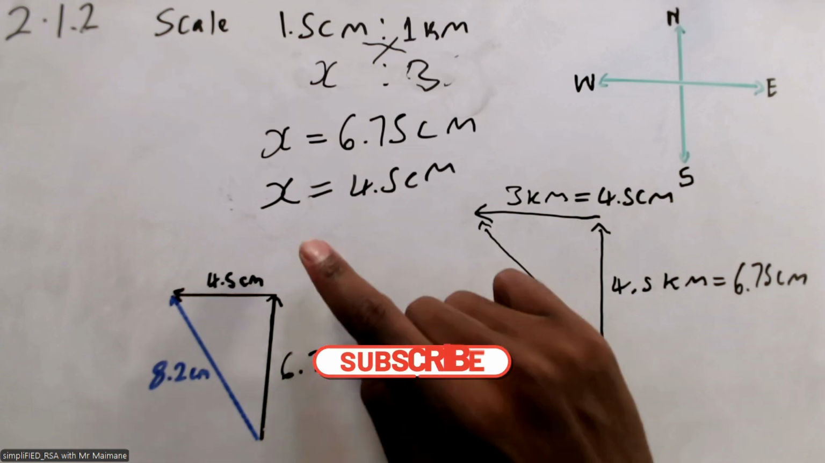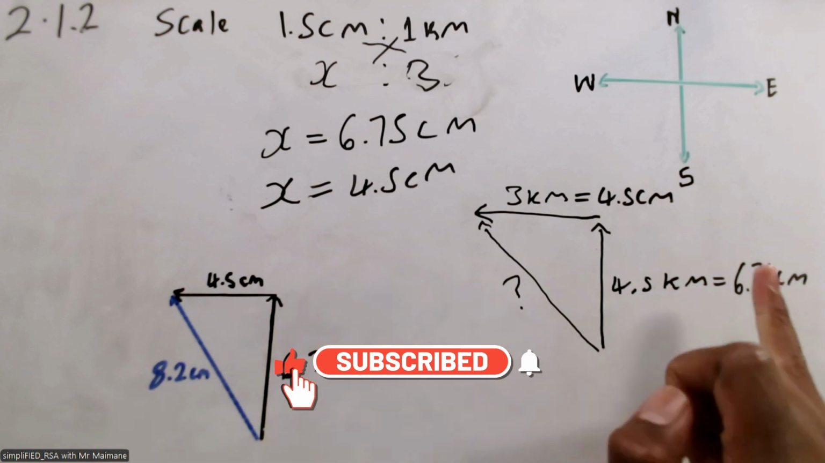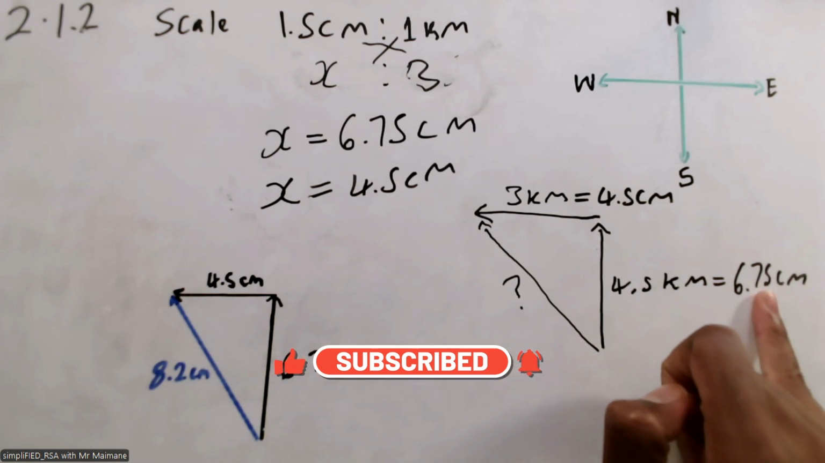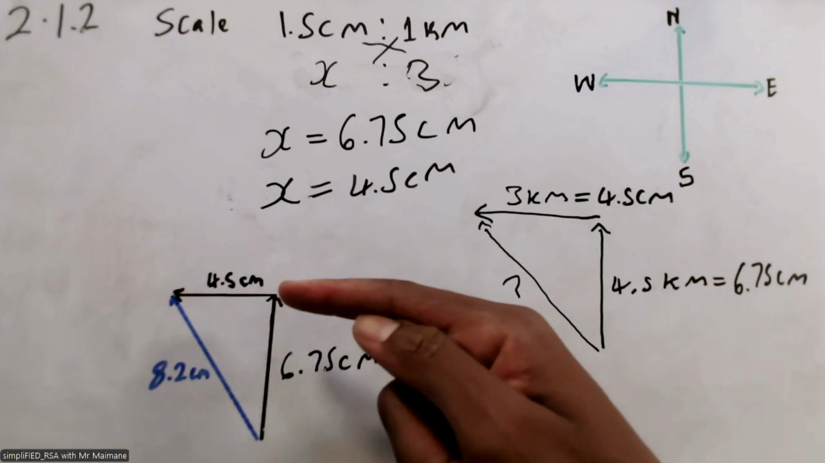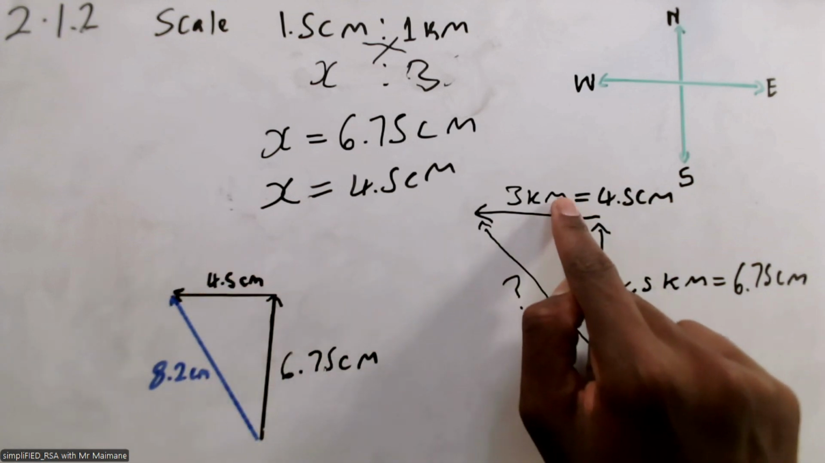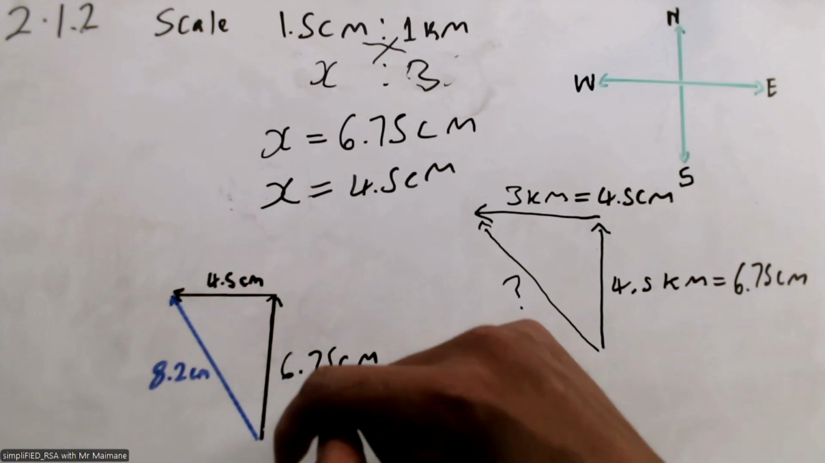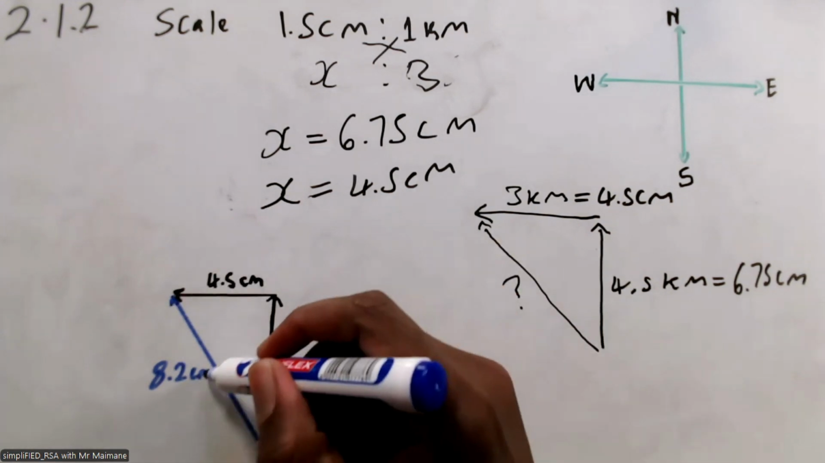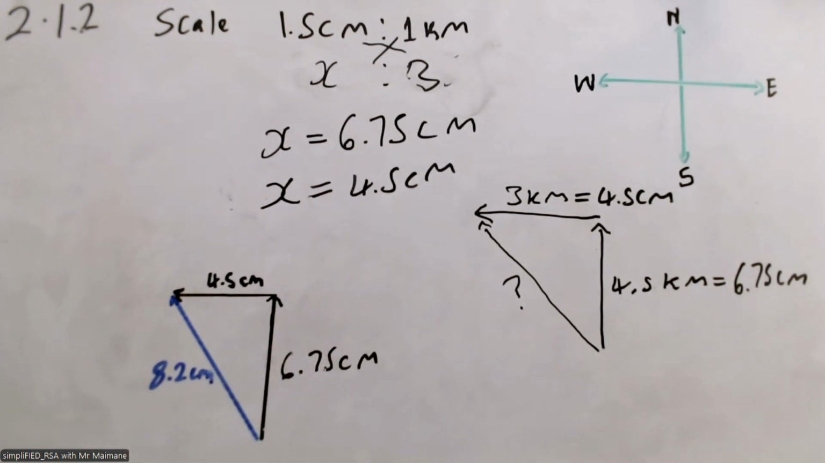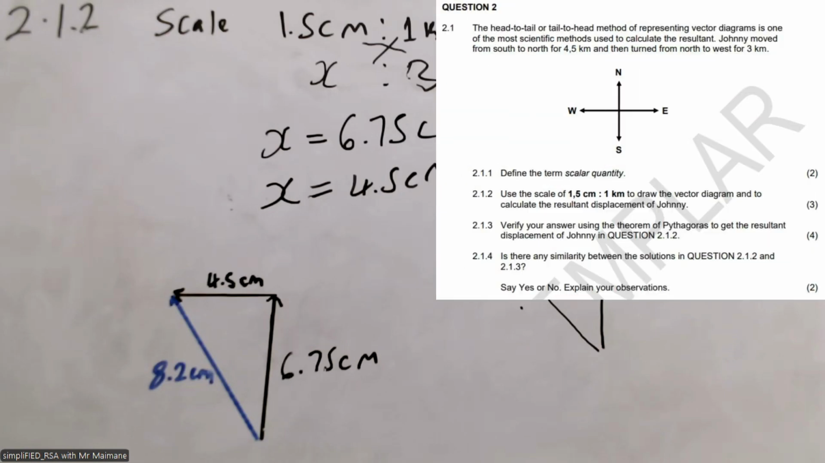So he went north for 4.5 kilometers, which, according to scale, is similar to 6.75 centimeters. And then he turned west for 3 kilometers, whereby 3 kilometers is proportional to 4.5 centimeters. And then the resultant vector is 8.2 centimeters. That's question 2.1.2. Therefore, 2.1.3, they want us to verify our answer from 2.1.2 now using Pythagoras theorem.